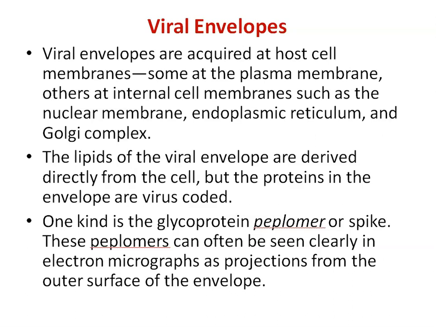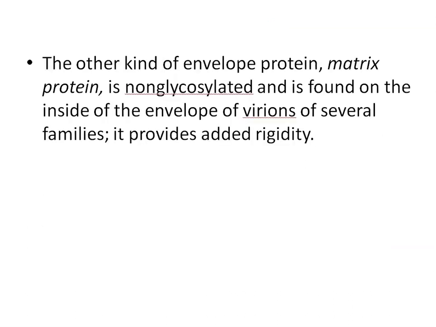One kind of glycoprotein is the peplomer or spike. These peplomers can often be seen clearly in electron micrographs as projections, as I have already told you. Other envelope proteins, matrix proteins, are non-glycosylated and found on the inside of the envelope of virions of several families, and they provide rigidity, meaning hardness, to the structure.